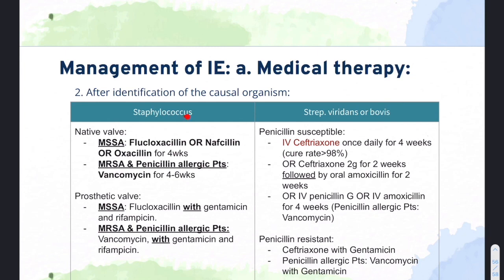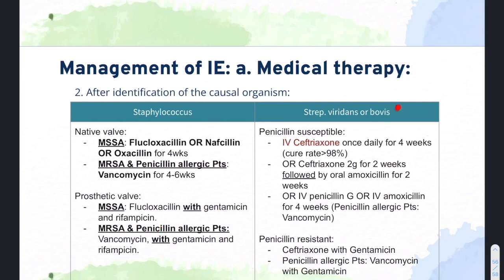If the organism is Staphylococcus, which is penicillin-susceptible Staph aureus, on a native valve, treatment would be flucloxacillin or nafcillin or oxacillin for 4 weeks. But if the organism was resistant Staph aureus or the patient is allergic to penicillin, the treatment would be vancomycin for 4 to 6 weeks. If the valve is prosthetic, you would just add gentamicin and rifampicin.